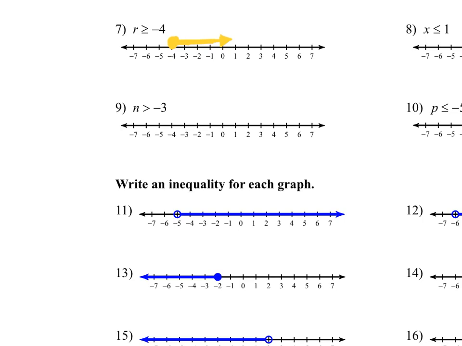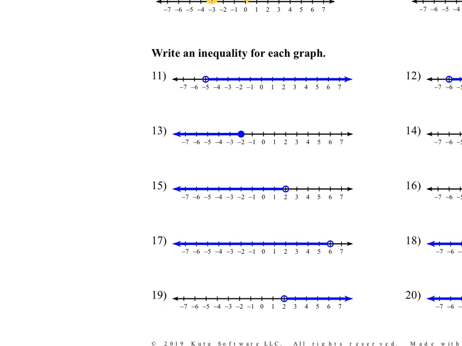Number 9. N is greater than negative 3. Where's our dot going to go? Open or closed? Open. And then N is bigger, so we want everything to which direction? The right. That would be correct. Any questions on that? Okay. All right. Now, let's move to the next thing we're going to do today.